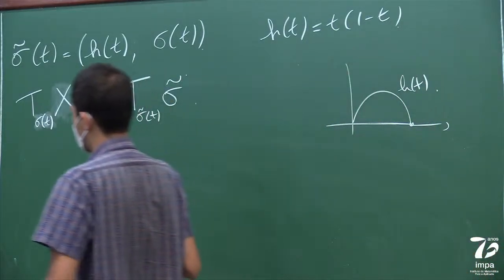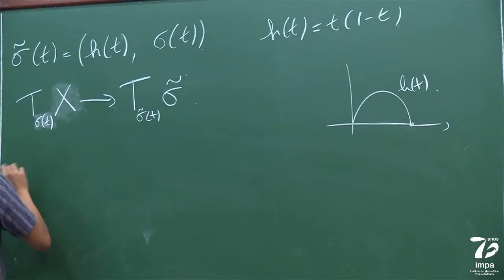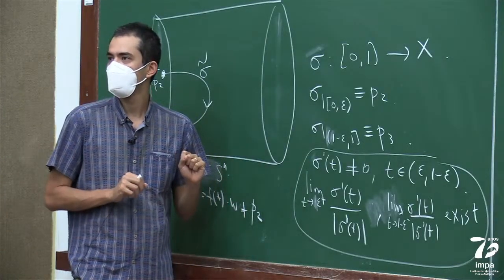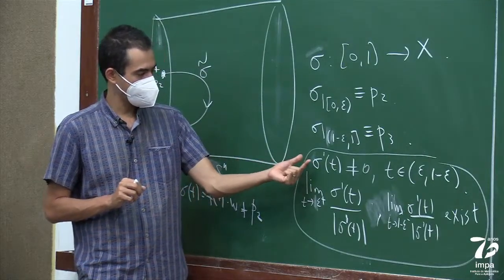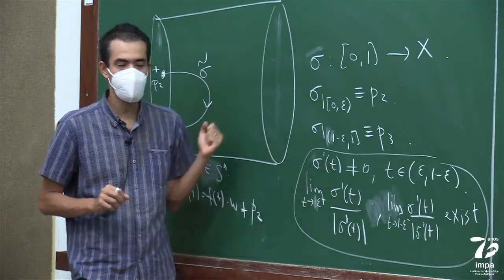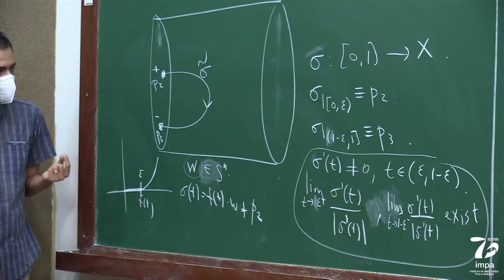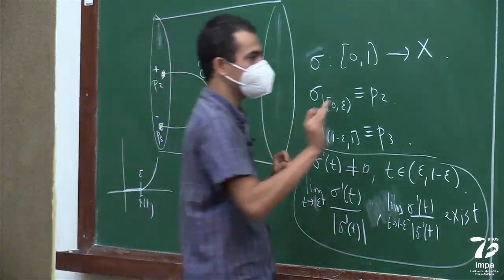So I said, take a vector v here. And my idea was you decompose it in the direction of sigma prime and then in the orthogonal complement. But the problem with that is that the orthogonal complement of sigma prime, like if sigma prime is 0, then that doesn't work.